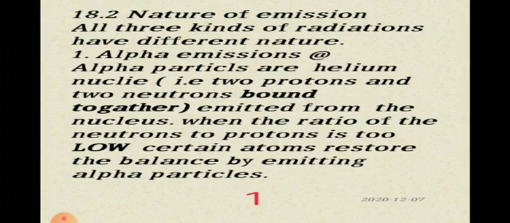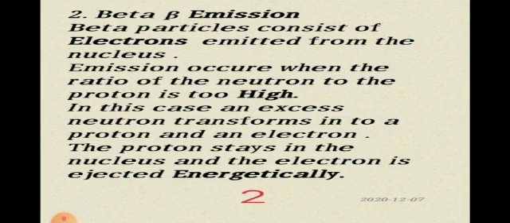Now we will discuss the nature of emissions. All the three kinds of radiations have different nature. The alpha particles are helium nuclei, as we have discussed, two protons and two neutrons bound together, emitted from the nucleus. When the ratio of the neutrons to protons is too low, then certain atoms restore the balance by emitting alpha particles. So if the neutron to proton ratio becomes too low, then there is an emission of alpha particles.